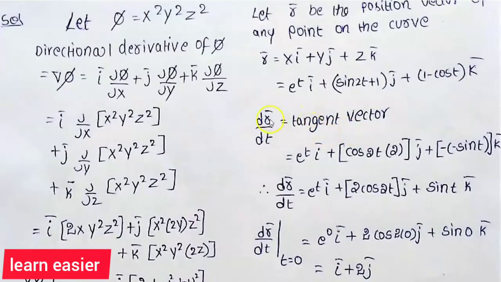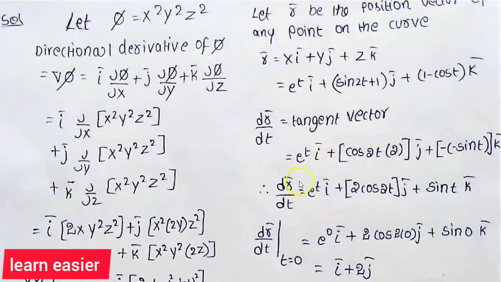Yes, we have to take dr bar by dt for the tangent vector. So now the derivative of this r bar with respect to t, we get e power t into i bar, because the derivative of e power t is e power t only. So e power t into i bar plus the derivative of sin 2t is what? Cos 2t, and the coefficient of t is 2. So we got 2 here, and the derivative of 1 is 0, so into j bar, and here the derivative of 1 is 0 and the derivative of cos t is what? Minus sin t, and the minus is here and the minus is also here.